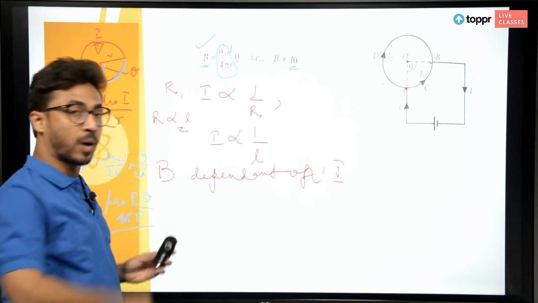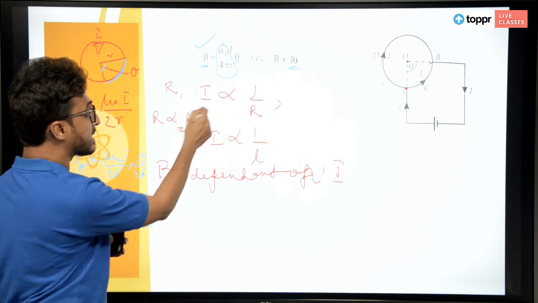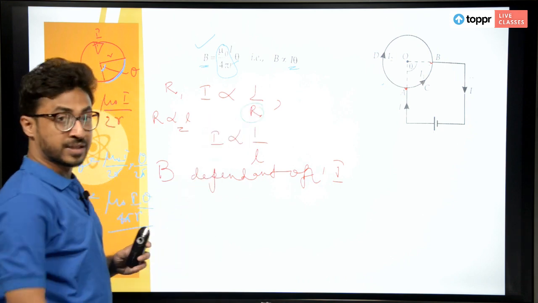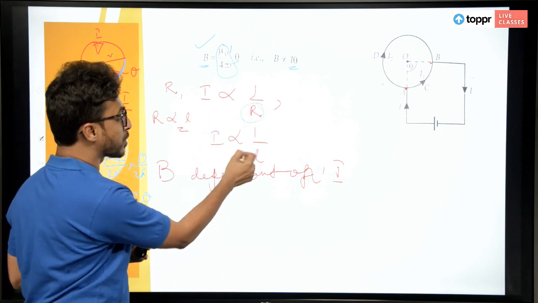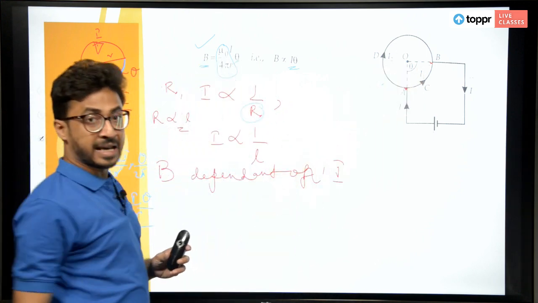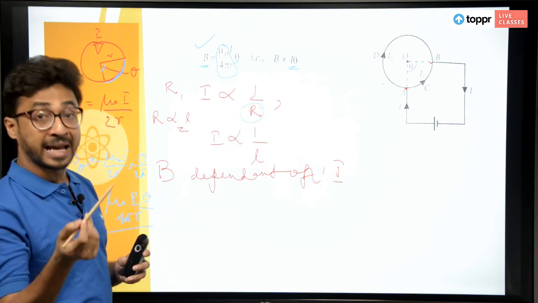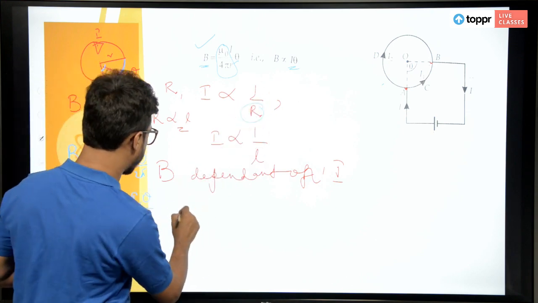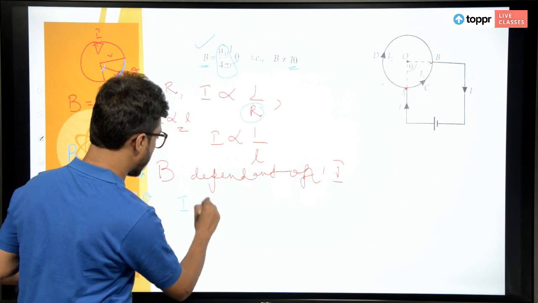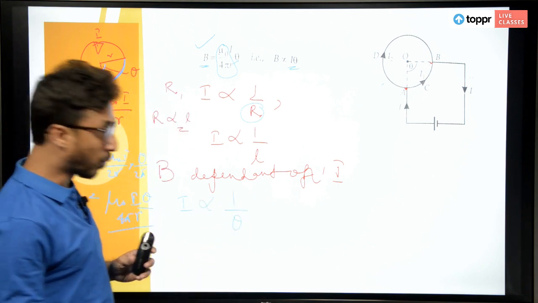Let us come back to our dependence. We have seen that I is inversely proportional to the resistance, so I is inversely proportional to the length. Now, the length is also directly proportional to the angle theta. So, I can write that I is inversely proportional to the angle theta. Why?